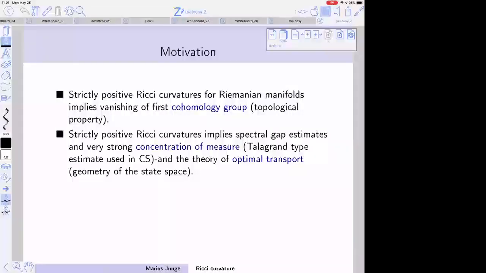Then the other motivation I have comes from concentration of measure phenomena. There's a very famous Talagrand inequality, which is used in computer science, and the theory of optimal transport developed by Sturm, Villani, the French politician, and so on. There's a very exciting new perspective, understanding these concentration inequalities from a functional point of view, and that gives this theory a lot of new energy and really some new interesting directions.